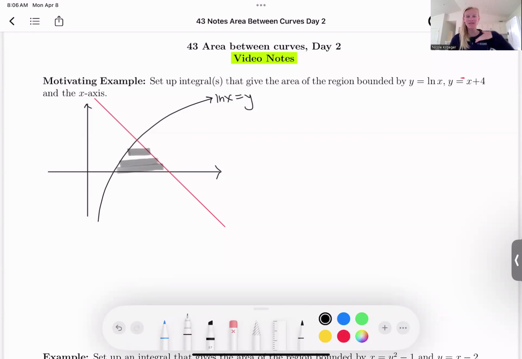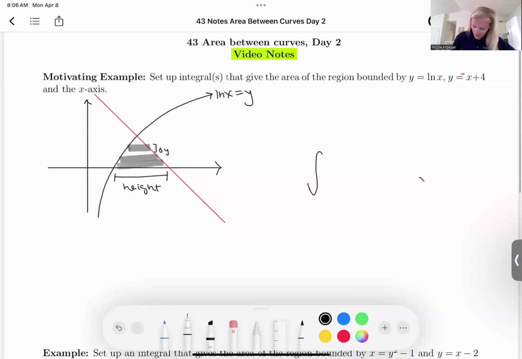If we're using horizontal rectangles, then we're going to do things in terms of y, because what we're thinking about is a little bit of a change in y instead of a change in x. And then the height of the rectangles will be this direction. So the width is that change in y, the height is the distance kind of in the y direction. So if we're using horizontal rectangles, we always integrate in terms of y. So my integral is going to have a dy at the end.